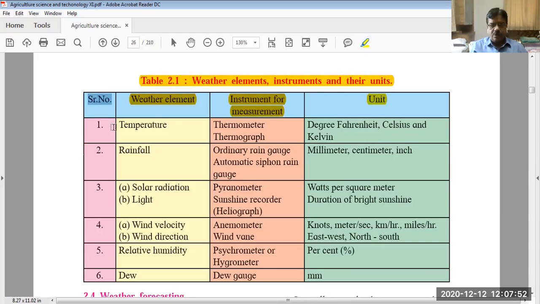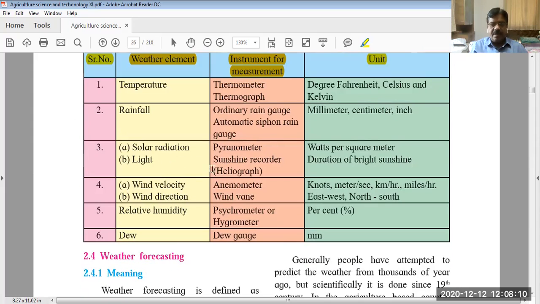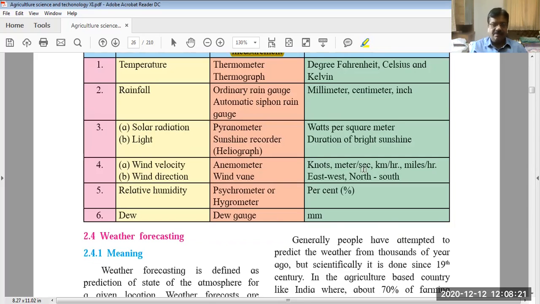Now the dew gauge. We notice dew falling during morning hours, and the quantity or amount of dew can be measured by using a dew gauge. This is a very small instrument, and dew is measured in millimeters. So these are the various instruments used to measure various climatic factors, and these factors are important to be studied. Now a graph we can get from various instruments.